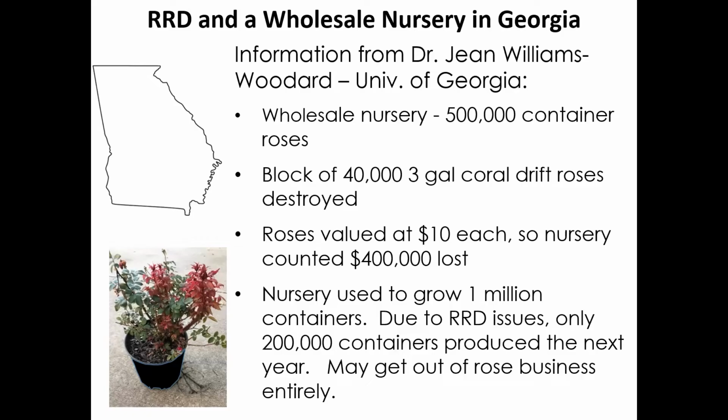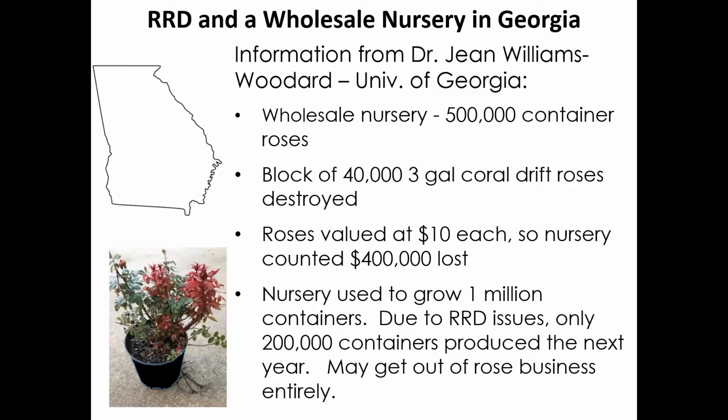Okay. Now, that's a wholesale nursery. It's going to go to a retail nursery. By the time it gets to you, it's $20. Okay. But that cost them $400,000. Now, that nursery used to grow 1 million roses, but due to other RRD issues, the next year they only had 200,000. They were down 5-fold. And they have got out of the rose business altogether, because they couldn't stop the bleeding, because they let it get out.